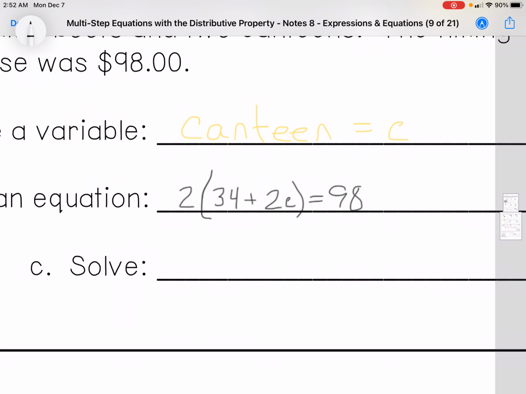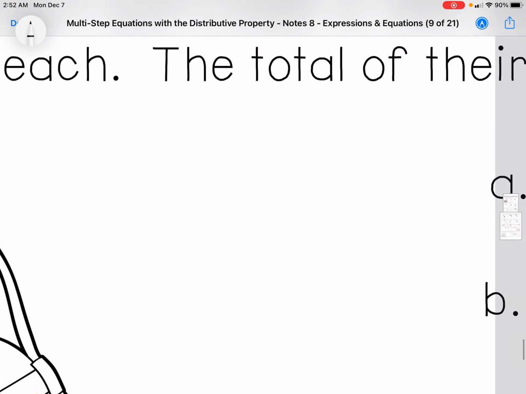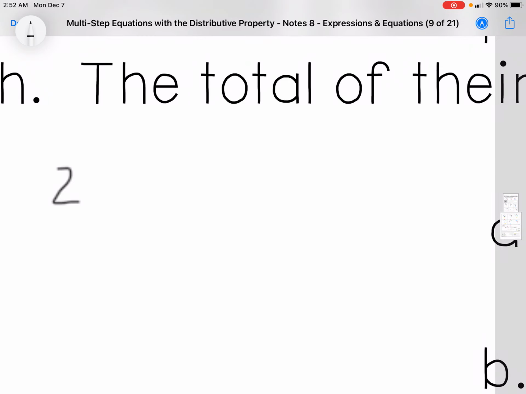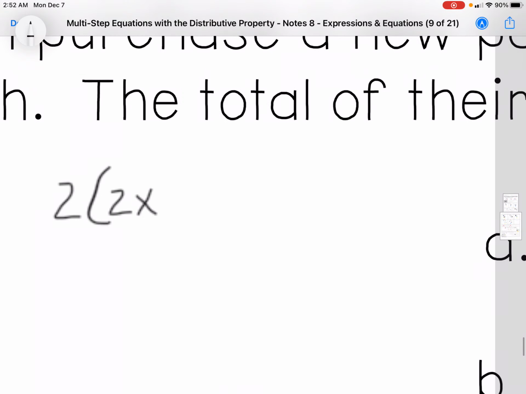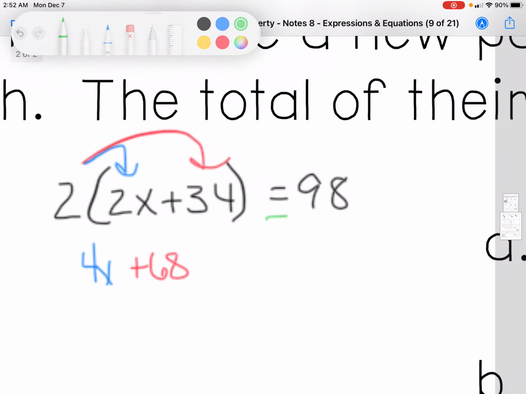All right. So let's work that out. So let's go over somewhere. Right here is fine. Yeah, this is a great spot right here. Okay, so we got 2. Yeah, I know I wrote the 34 and the 2x backwards. Who cares? Fix it if you don't like it. All right. 4x. 2 times positive 34 is positive 68. I didn't touch it.